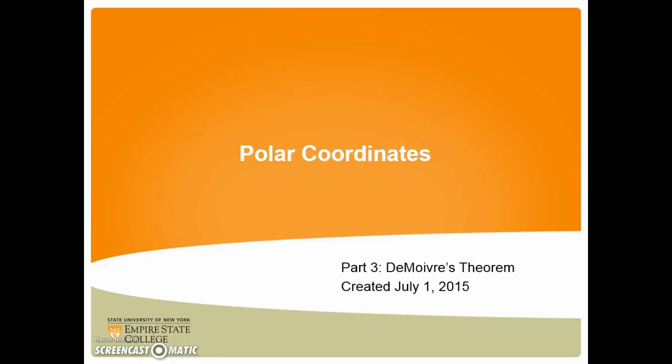Part 3 looks at de Moivre's theorem, which provides a method for raising a complex number to a power. The theorem is formally defined. We then solve examples, both for complex numbers given in rectangular or polar form.